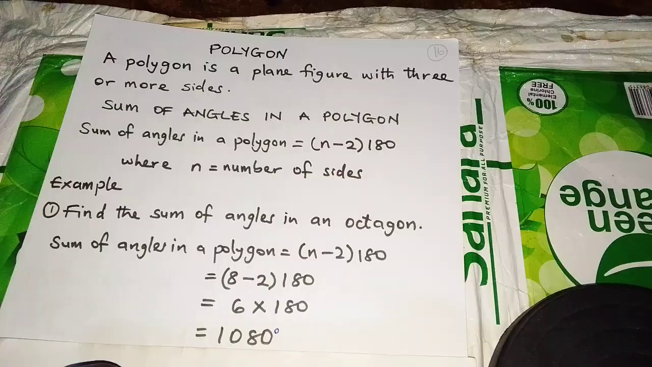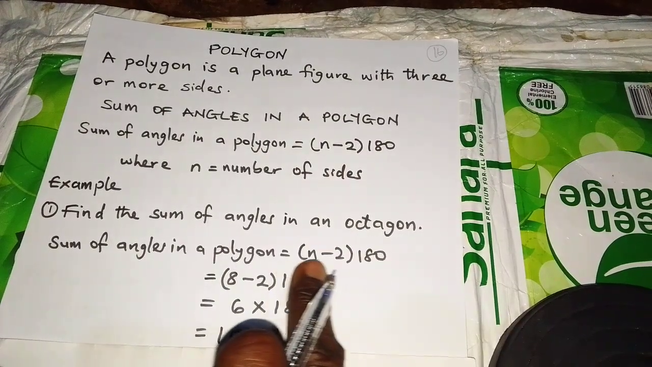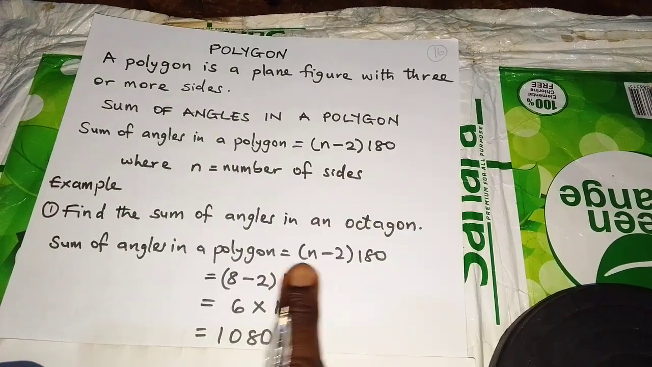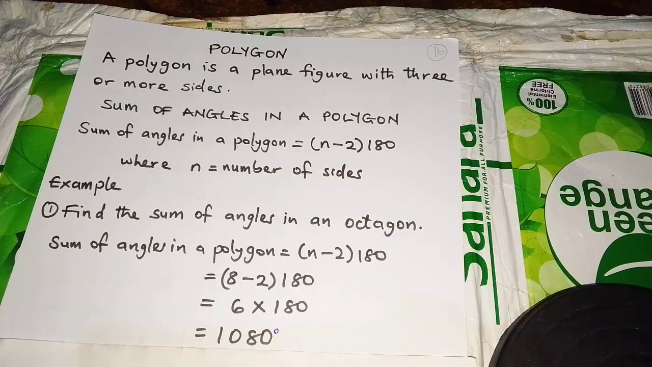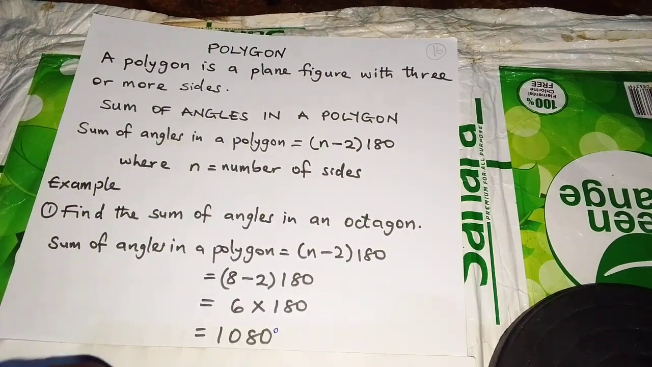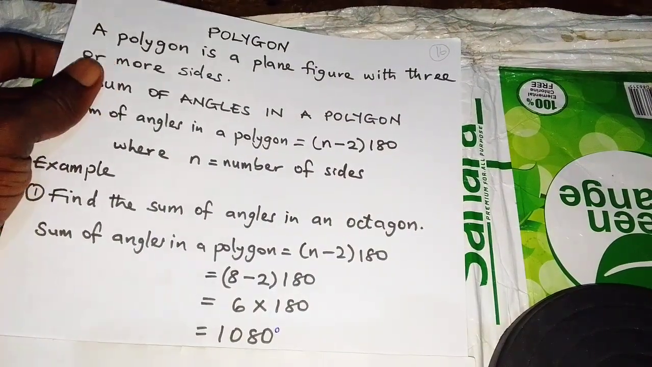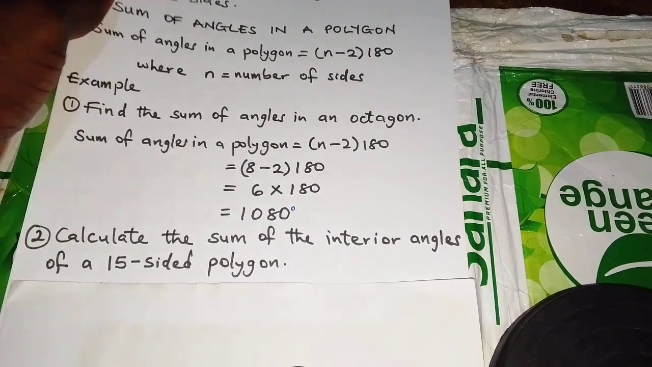So when you are given this type of question, the first thing is to know the number of sides the plane figure has. Then you write out the formula for the sum of angles in a polygon, substitute the number of sides there, then do the arithmetic. You will be able to get the sum of angles in the octagon. Now let's look at another question.